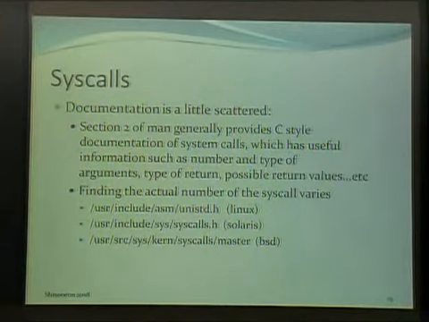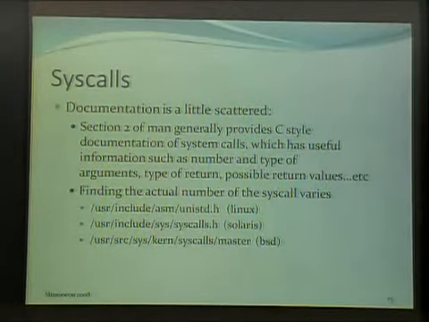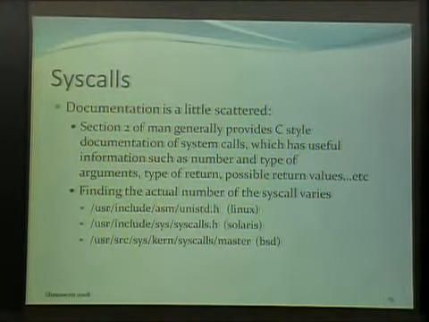Section 2 of man generally will provide some C-style prototypes and some information on what the return value from a function that looks like this in C would be, the number of arguments, the types of arguments, and things like this. However, finding the actual number of the syscall, so not the number of arguments, but saying that this is syscall 4, that doesn't show up in the man pages. So you have to go find that somewhere.